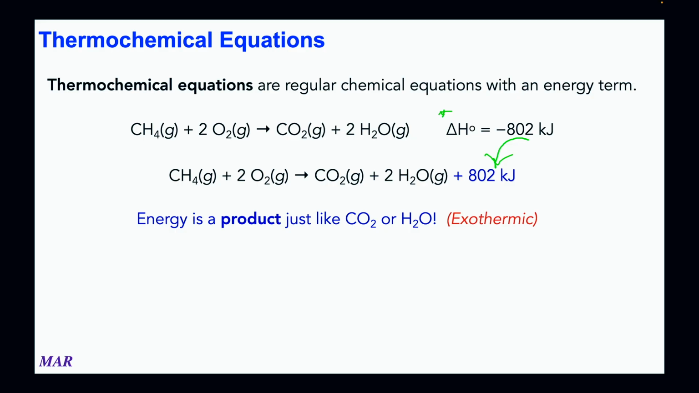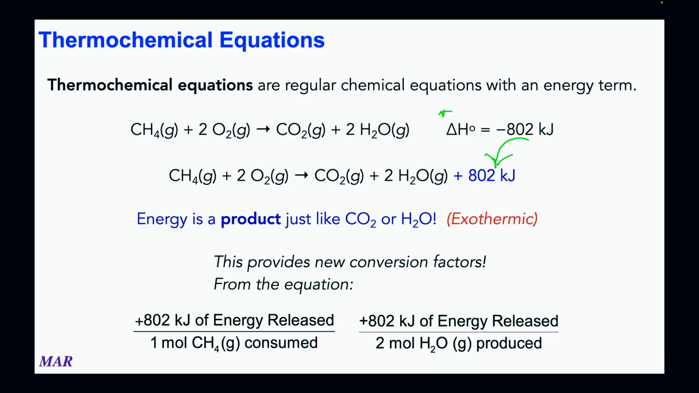On the other hand, of course, if the 802 was a reactant, then it would be a positive delta H. You need that energy to make the reaction go. So either way is fine. You can use them. Most of the time we'll use delta H equals and then negative or positive. But if you see energy as a product, that's exothermic. And likewise, energy as a reactant would be endothermic. If you think about it, though, as 802 kilojoules as a product, you can write different factors to make more sense of the reaction you're looking at.